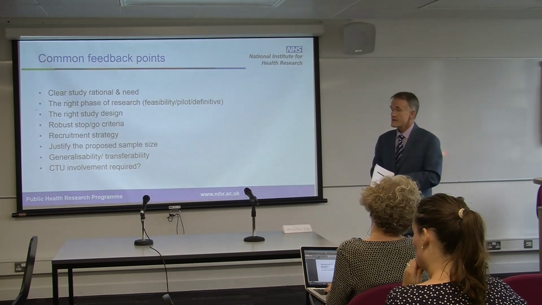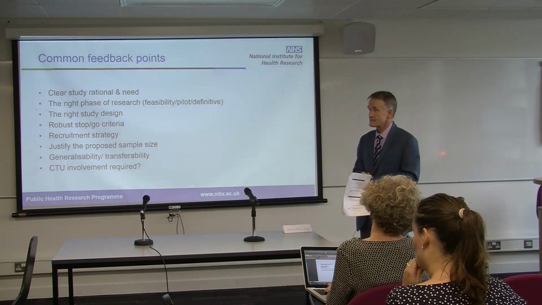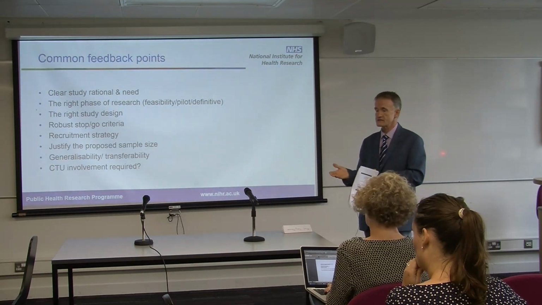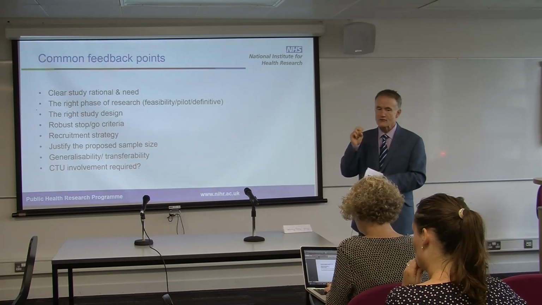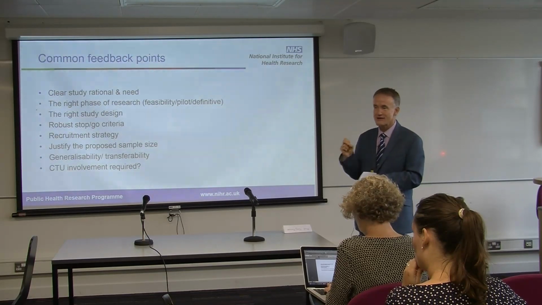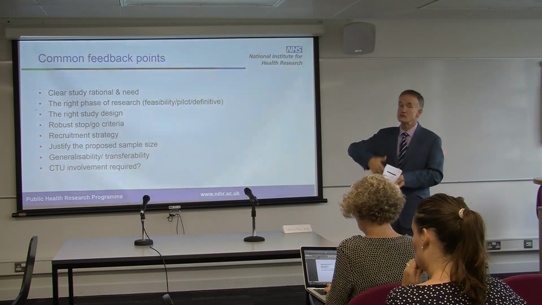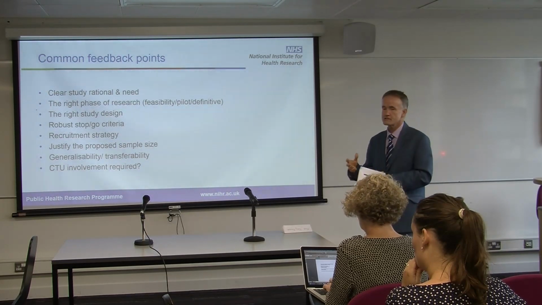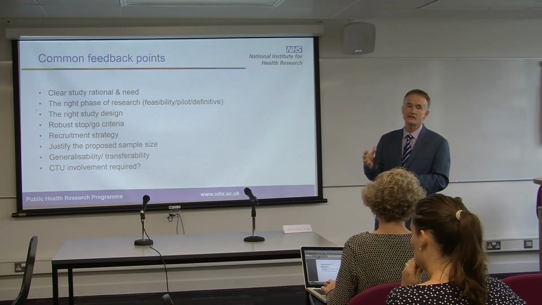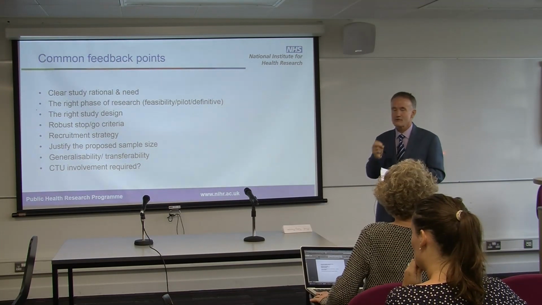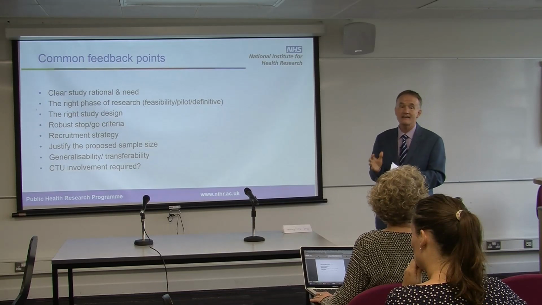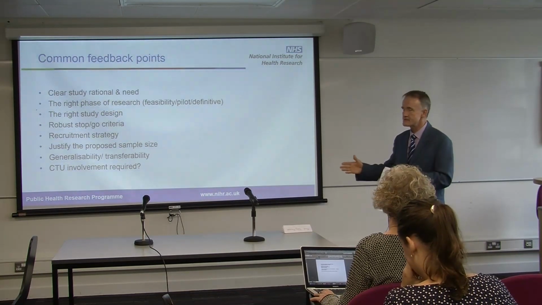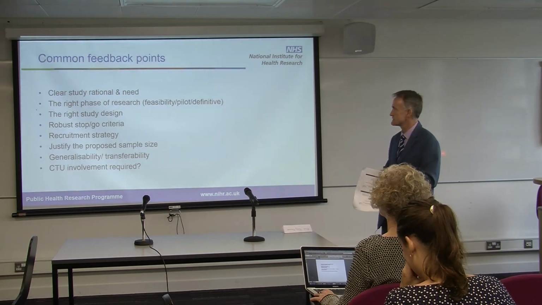Stop-go criteria. You can go to the website and you will find a set of draft stop-go or progression criteria. And there are not very many hard thresholds in that list, like you must recruit at a certain rate per month, or attrition must be no greater than 10%. There are no firm figures there, because again, the panel will make a judgment in context, because research in different fields poses different logistical challenges.